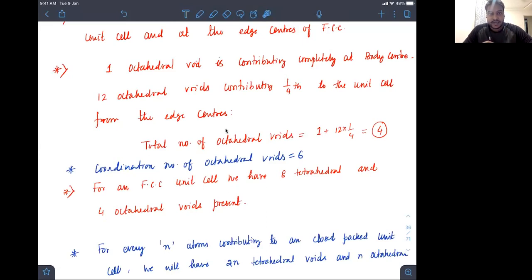Got it? And in HCP, we will also have tetrahedral voids and octahedral voids only. But how many tetrahedral and how many octahedral voids? That depends upon the total number of atoms in HCP. But the idea here is, no matter whether it is HCP, FCC, or any type of close packing, there would be only tetrahedral and octahedral voids present. Clear?